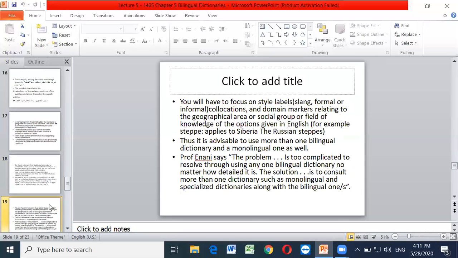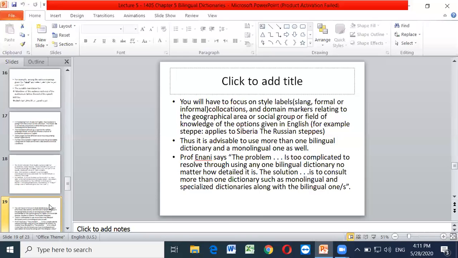You will have to focus on style labels, whether the word is slang, formal, or informal. When you are choosing an English word option, you will have to concentrate on the collocations. You have to concentrate on domain markers. Domain markers are like geographical areas, social group or field of knowledge. For example, the word steppe is used with reference to a particular geographical area. It applies to Siberia, the Russian steppes.